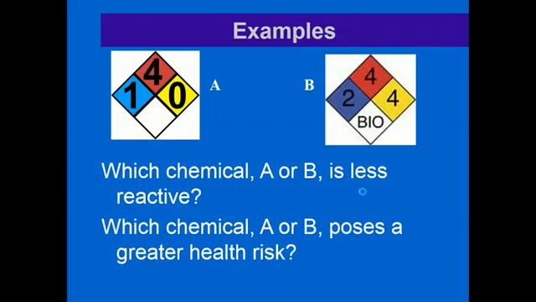And time's up. So for which is less reactive, reactivity is the yellow, so we would be comparing the 0 for A in the yellow category and the 4 for B in the yellow category. And with the 0 being the lower number, we would say that A is less reactive. And then for the second question, which chemical, A or B, poses the greater health risk? Well, we're looking at the blues. So there's B's blue, which is a 2, A's blue, which is a 1. So we're looking for greater health risk. That's got to be B, since it has a higher number in the blue category.